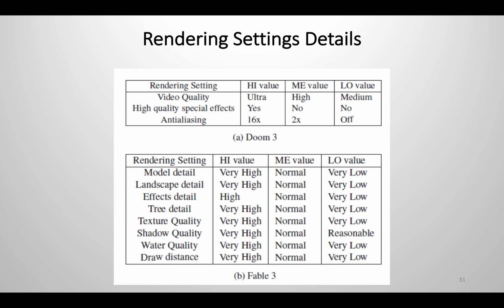And these are just the rendering settings that they showed for Doom 3 and Fable 3. So you can see for Doom 3, there's high, medium, low, and they're saying that ultra is for the video quality, ultra and high and medium. These are just the settings you can change. You can see you can change things like tree details, texture, shadows, and all that. So these are what they considered for each different category that they're using for medium, high, and low as they generalize them into these three different categories.